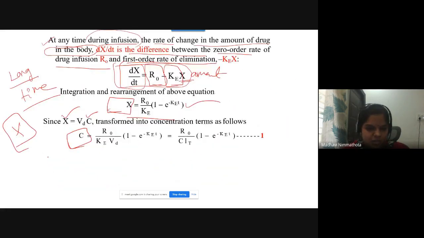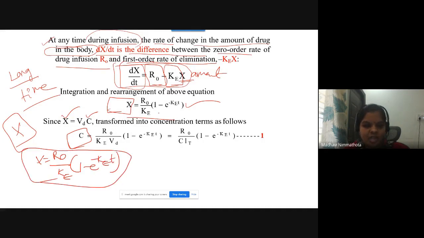x is equal to C. R0 minus Ke into 1 minus e to the power of minus Ket. This is what we get from this. Then instead of writing x, you need to transform it into the concentration form. Then what is happening here? C is equal to R0 by Ke into Vd.